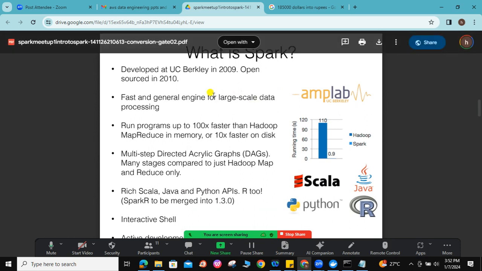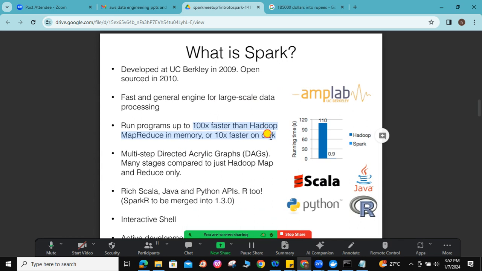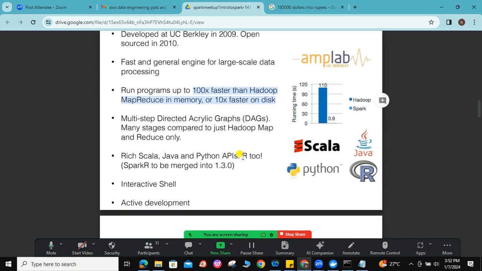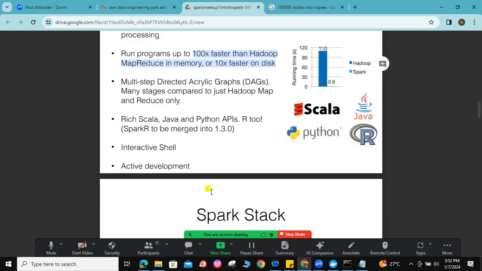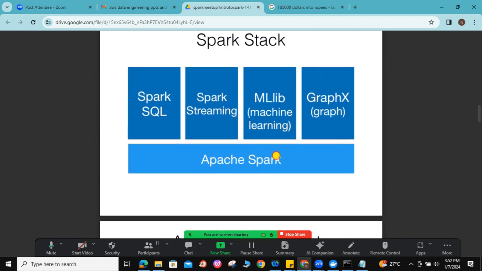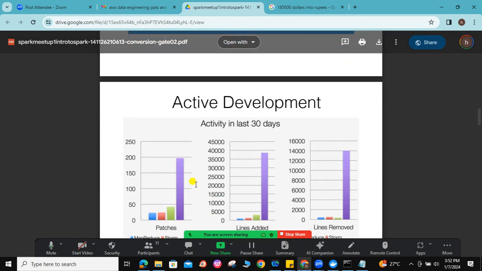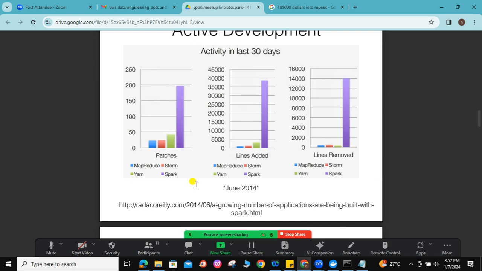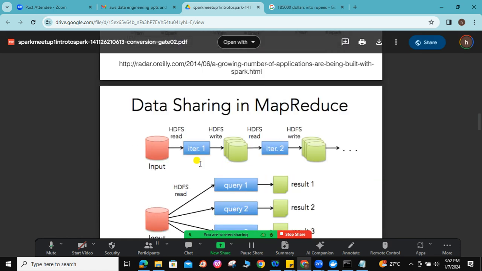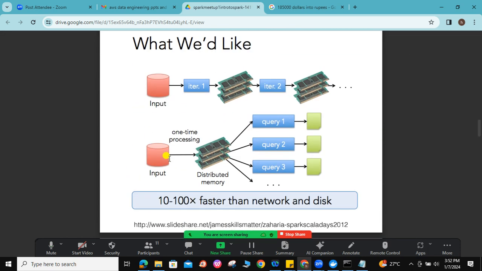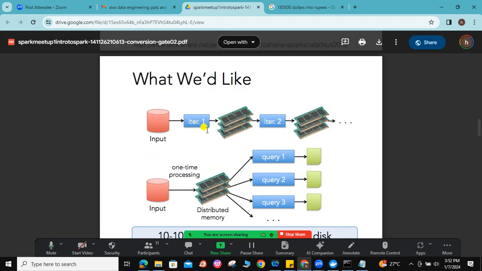What is Spark? This and all, you can read it. 100x faster. That's why everyone uses Spark. Whether you work on any project, Microsoft Azure project, AWS project, Google Cloud project, it's only a Spark project. So Spark is common, so you have to learn Spark. We have seen this diagram already. See how much Spark is used. See the difference, they have shown it beautifully through a diagram.